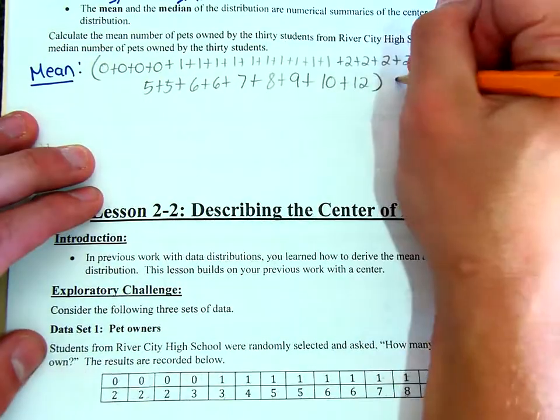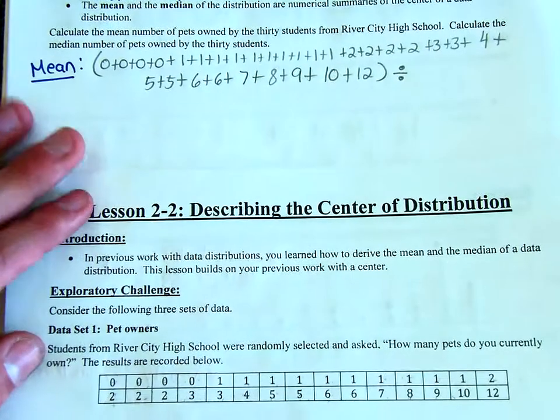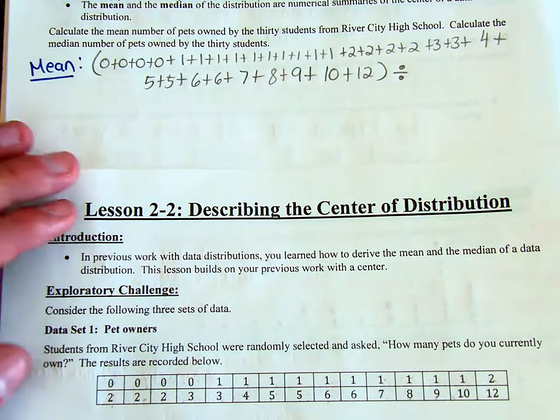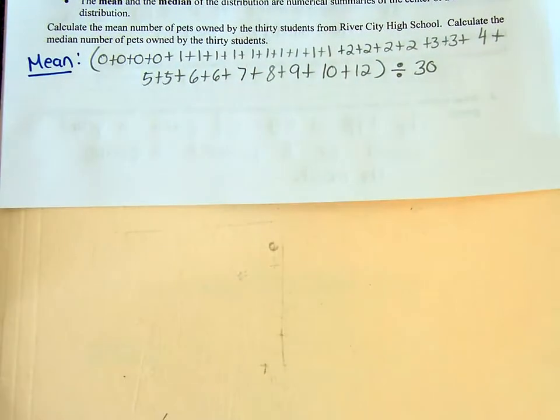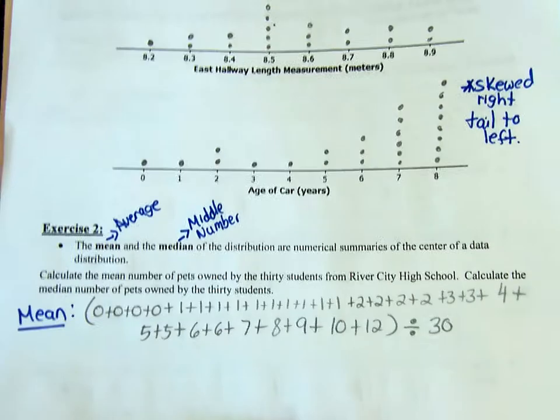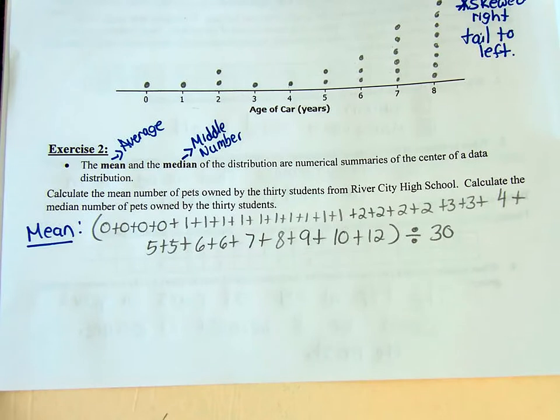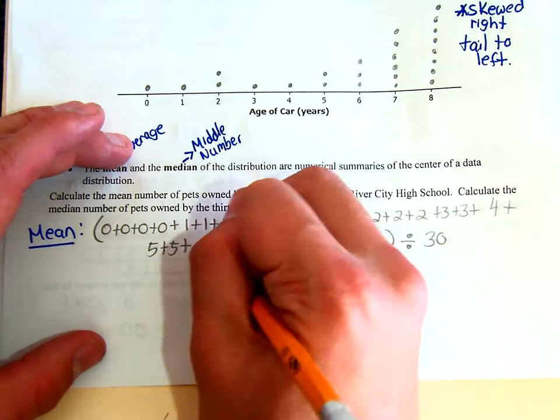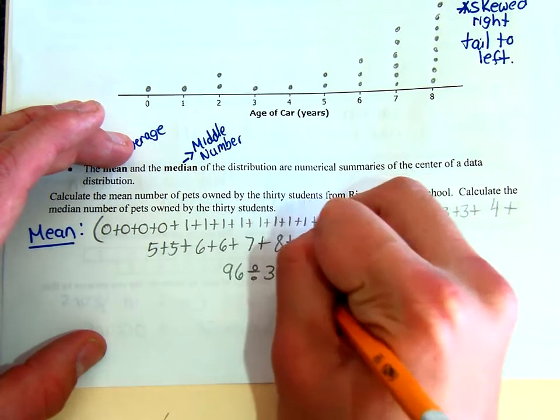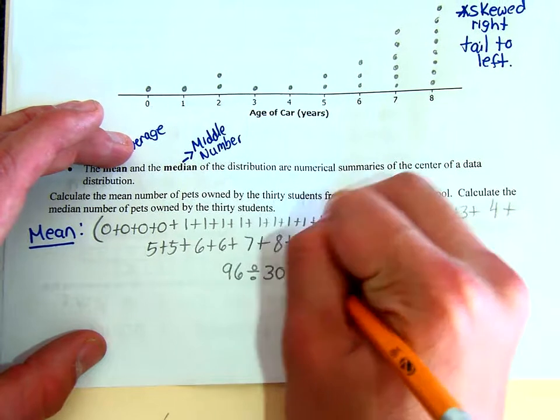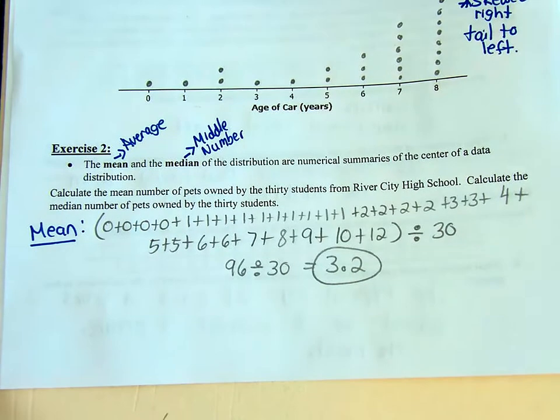So we added them all together, and then we have to divide by the number that we have. We figured out that there's 30 of these, so it would be divided by 30. If we were to add all the numbers up and divide by 30, we would get 96 divided by 30, which is equal to about 3.2. So we know the mean is going to be 3.2.